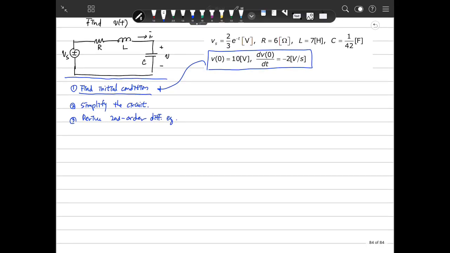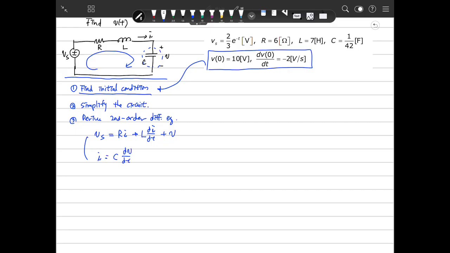We are very familiar with that. Okay, then I will try the KVL first. Vs is Ri plus L di/dt plus V. And we need one more equation, so we use the characteristic over here. What is that? I is C dV/dt.